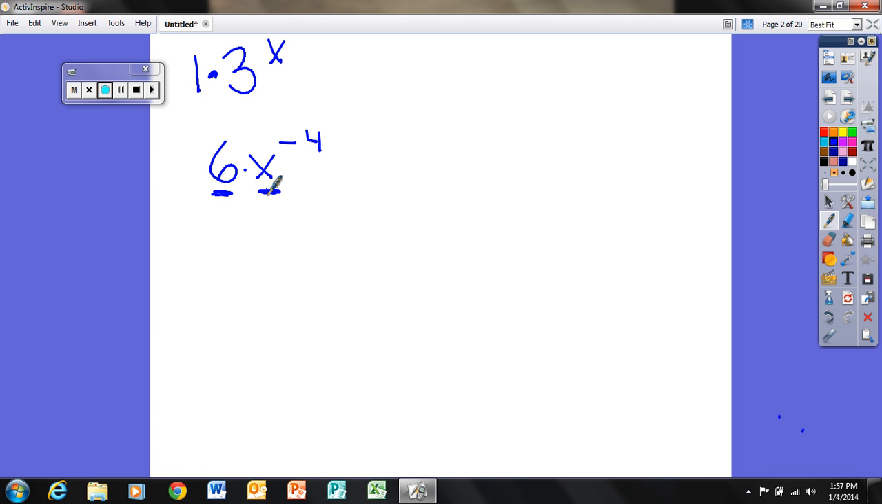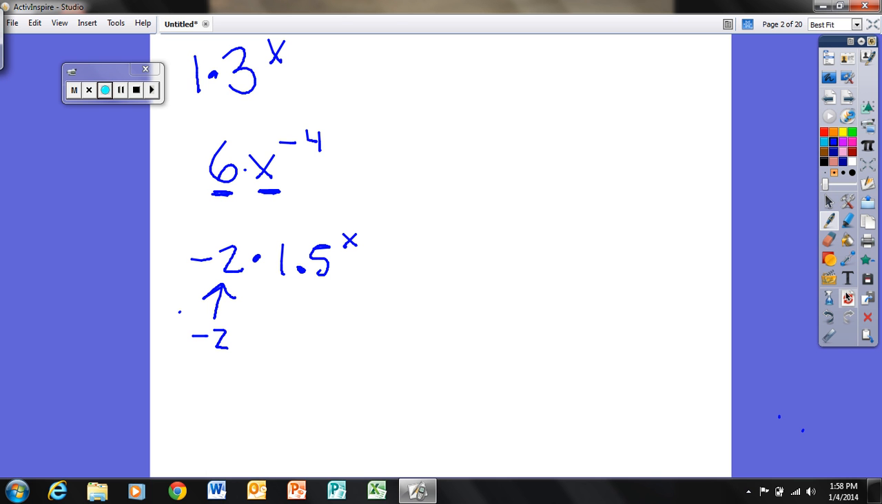Let's try another one. How about negative 2 times 1.5 to the x? Is this an exponential function? Yes, this one is an exponential function with initial value negative 2. So our a value is negative 2, and then our base is 1.5, because 1.5 is raised to the x, 1.5 has to be our base. And we're going to do 2 more examples here.